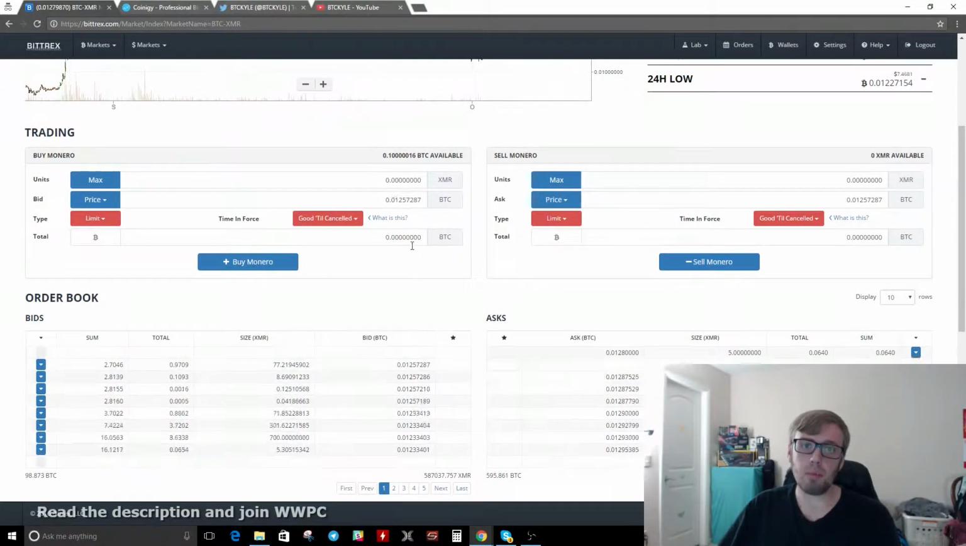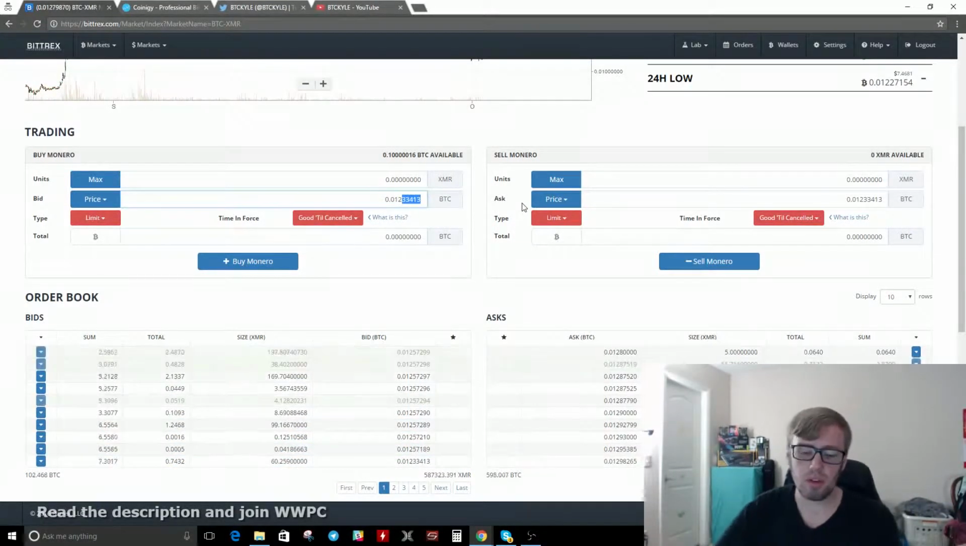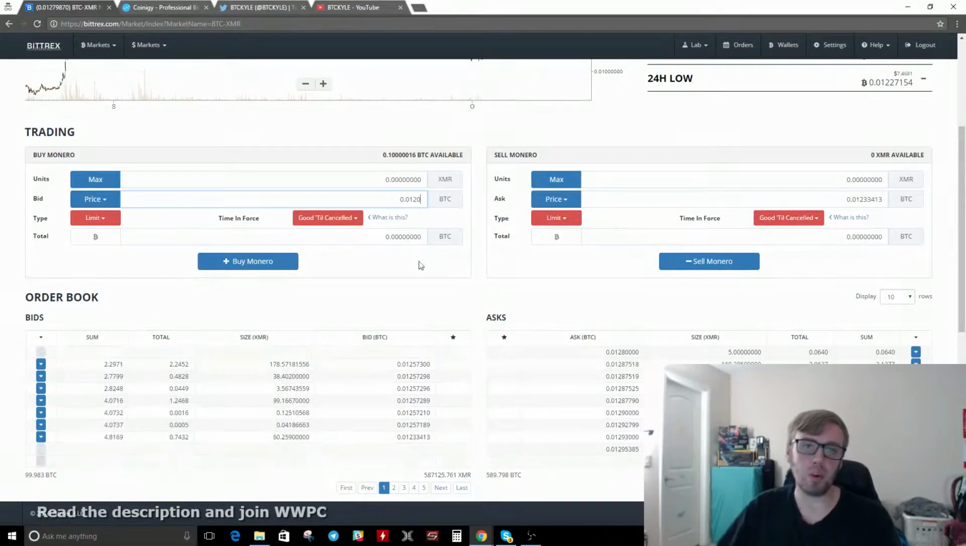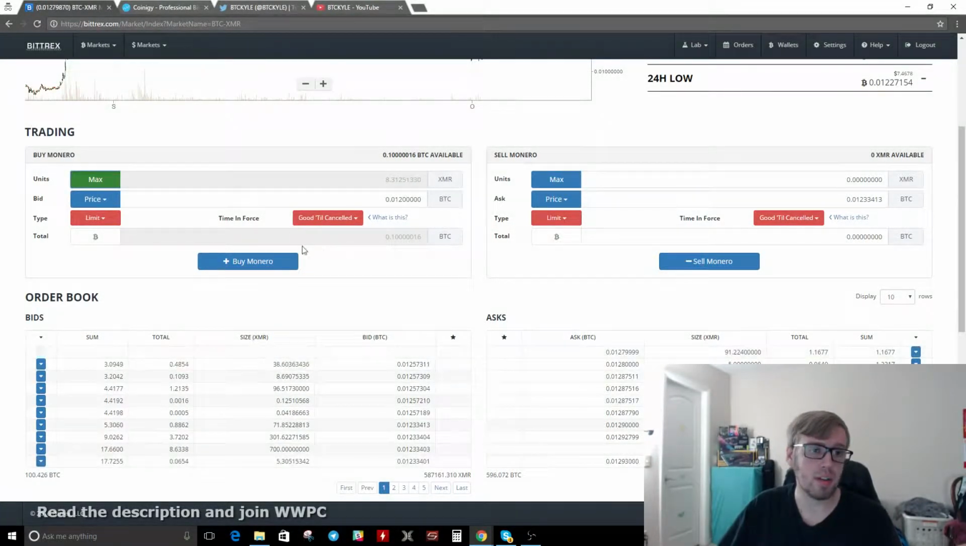And what I like to do on Bittrex is, instead of having to type in everything, I just click a price here and I'll edit it, right? So I'll put in a bid order for 120, right? And with this amount of Bitcoin, how many XMR could I buy? Now you could do the math, or you can just click the max button here, and that'll autofill exactly how much you could buy at that price, which is pretty neat.